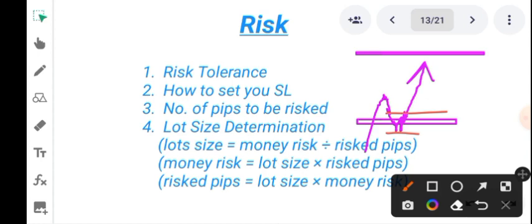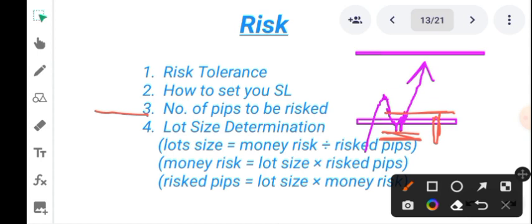Now how do you do that? That's where we come to number 3: number of pips to be risked. You have to determine the number of pips you are risking. You are going to use your crosshair to determine the pips between these two distances. This is your entry and this is your stop loss. So you use your crosshair to determine the number of pips between them. When you have gotten that number of pips, you have gotten your pips to be risked.